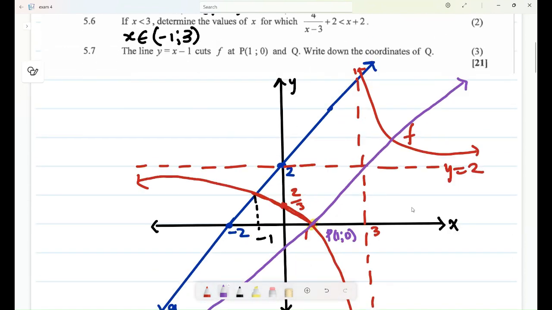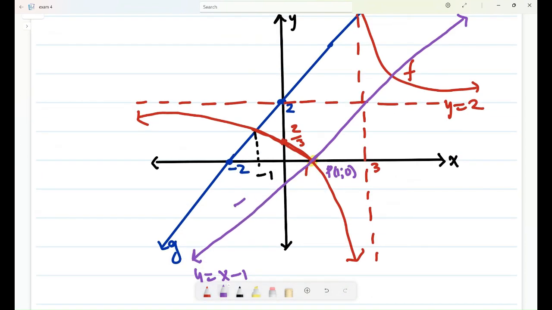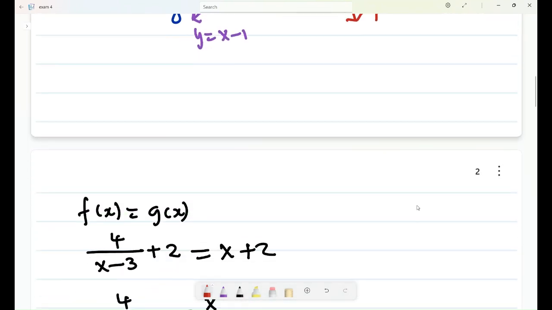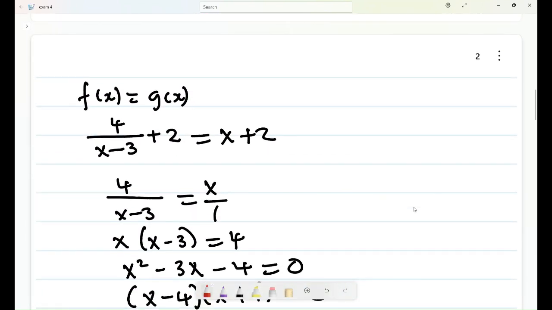The coordinates of Q. So now we see that these graphs here at P and Q, let's say Q is somewhere here, accurately cuts. At P and Q, it cuts. So it means the graph of f in that portion is equal to the graph of the new one in that portion. So it is the point where the line y equals x minus 1 is equal to the graph of the hyperbola. So let's try to solve for that one.